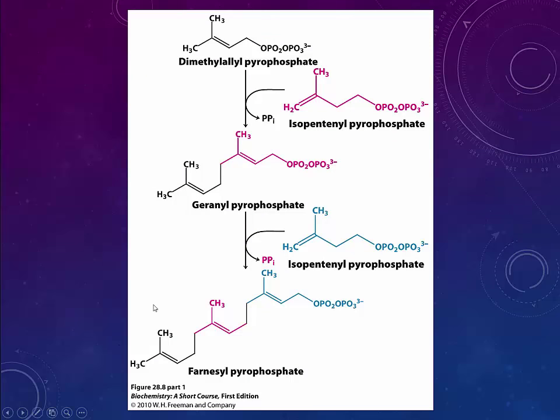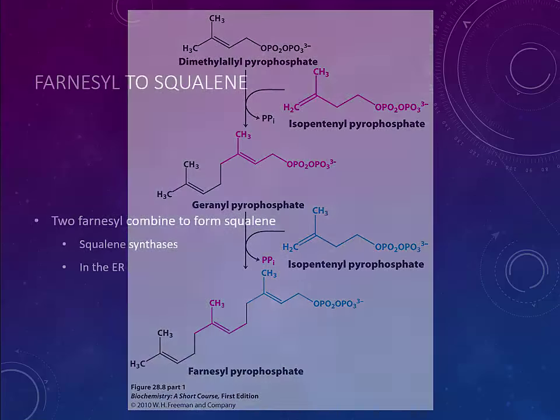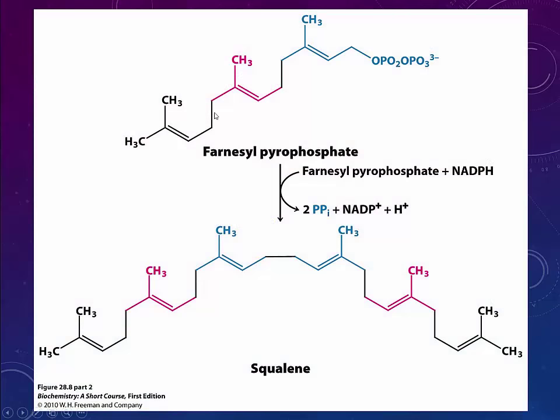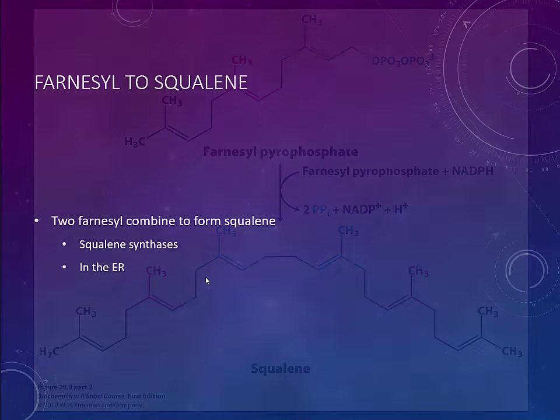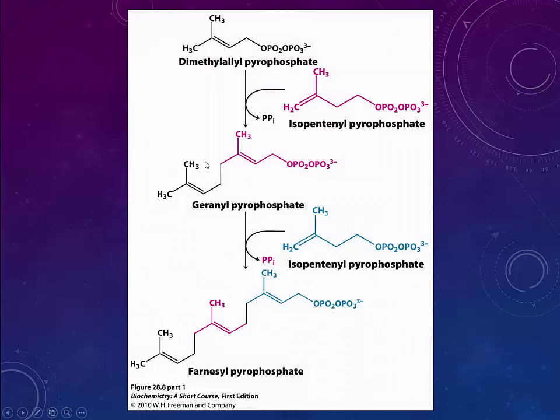Next, and we're starting at the bottom of this figure, we have farnesyl pyrophosphate. How do we get the farnesyl? Remember we need 2 farnesyl to make squalene. So we need to make farnesyl twice. How do we make farnesyl? Farnesyl comes from a molecule called geranyl pyrophosphate. It combines with isopentenyl pyrophosphate, so there's our building block. We lose pyrophosphate off the geranyl, and we have now made farnesyl.